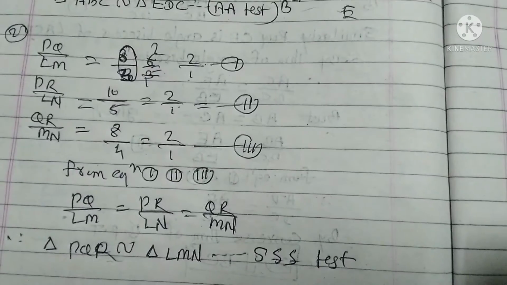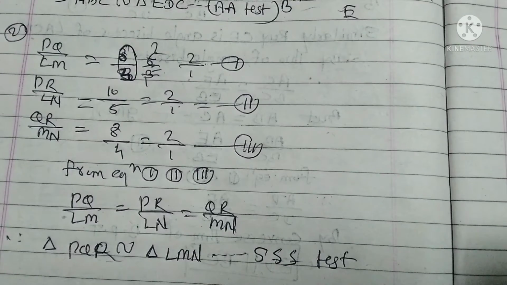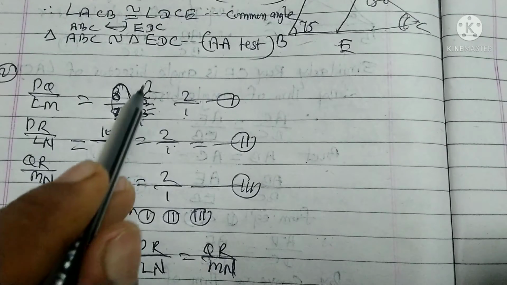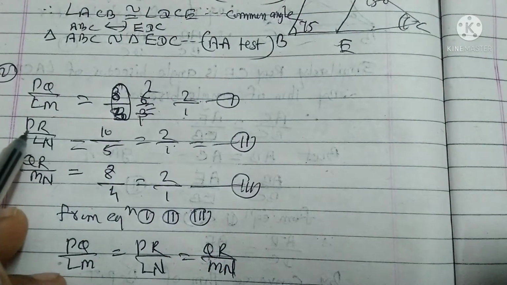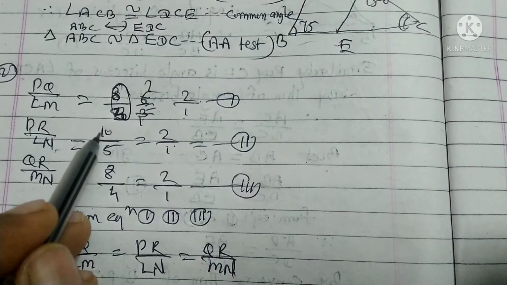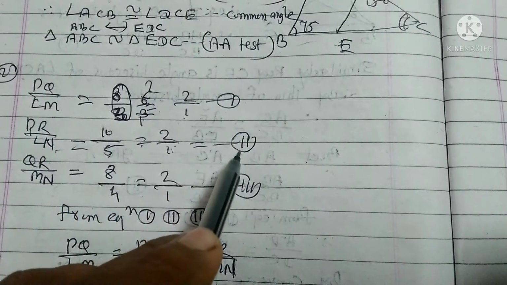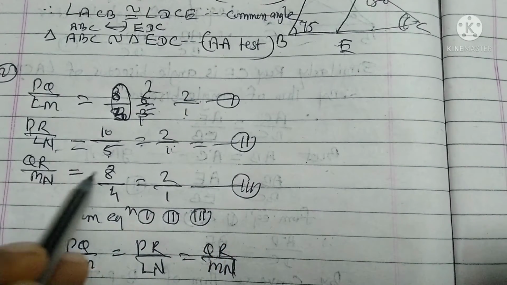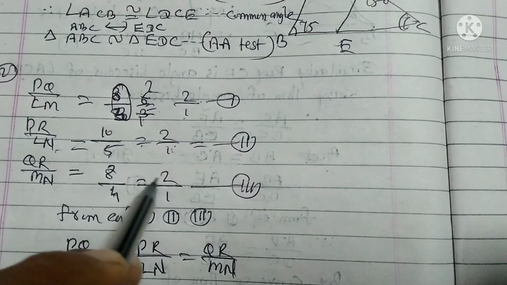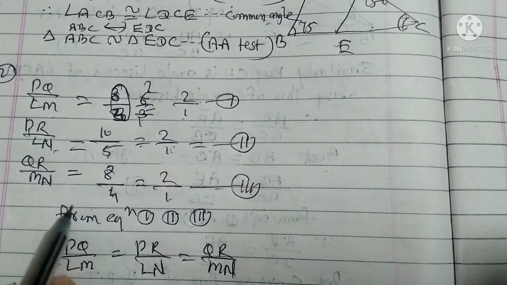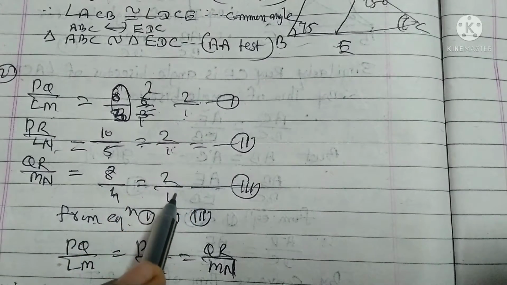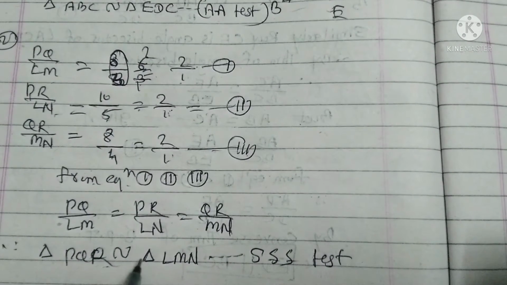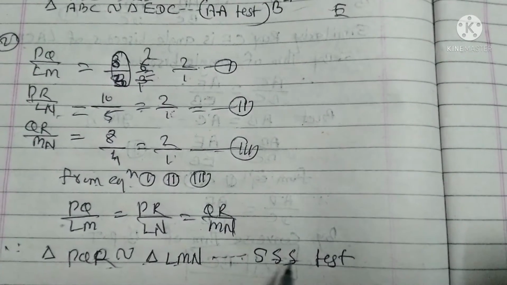PQ upon LM is 6/3, so 2/1. PR upon LN is 10/5, 2/1. So we get equation 2. QR upon MN is 8/4, equal to 2/1, equation 3. From equations, 2/1, 2/1, 2/1 are the same, so sides are in proportion. So triangle PQR is similar to triangle LMN, by the SSS test.